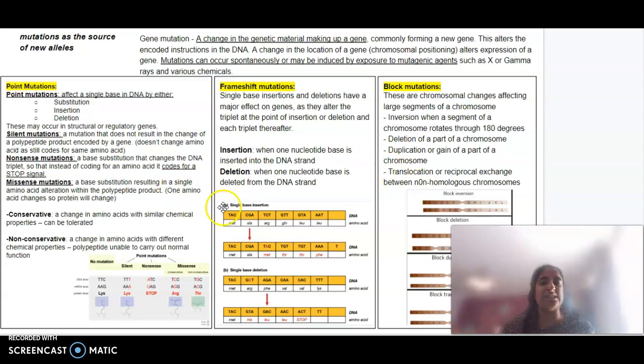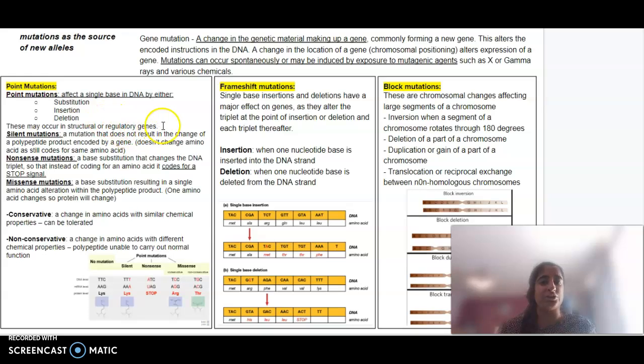In terms of point mutations, they affect one single base, okay, and they can do that via substitution. So an A might swap for a T, insertion where we have an additional base, or deletion where we have a removal of a base.